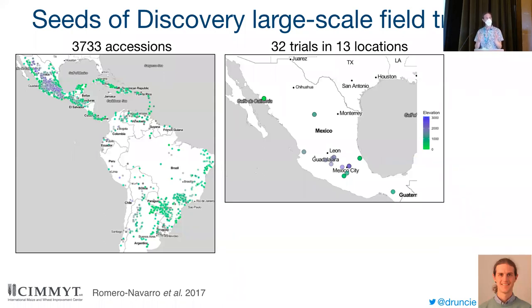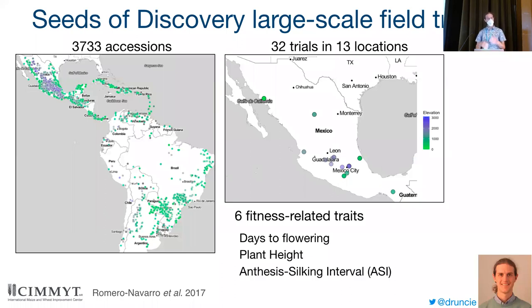The data set that I'm going to be drawing on today was created by a large team at CIMMYT. They grew over 3,700 accessions across 32 trials in 13 locations in Mexico. I'll be working with data from 6 fitness-related traits: the time of flowering, plant height, the anthesis silking interval, which is often used in maize as a measure of plant stress, and then 3 measures of yield: the weight of the cob, the weight of the grain, and what we call field weight, which is sort of the sum of those.